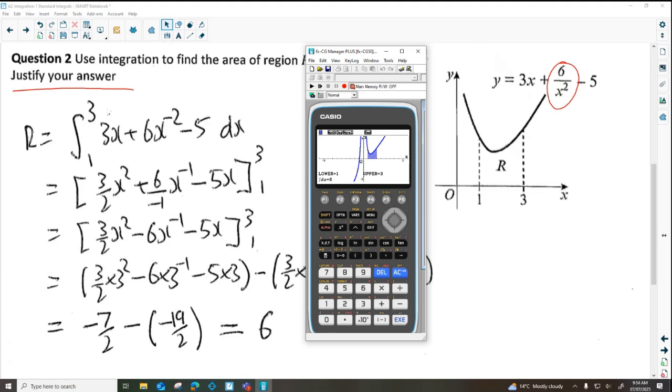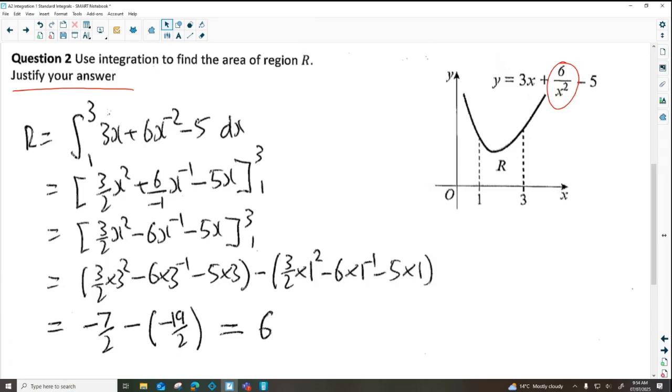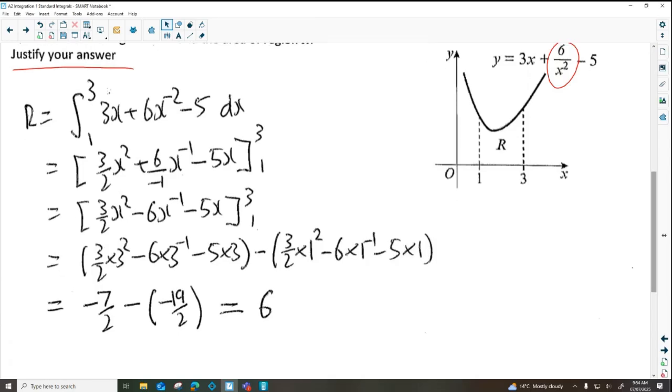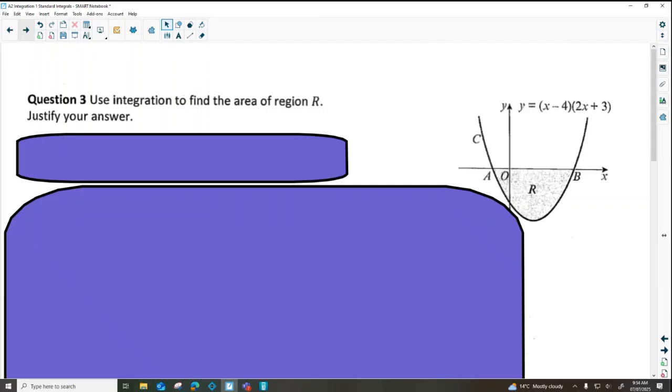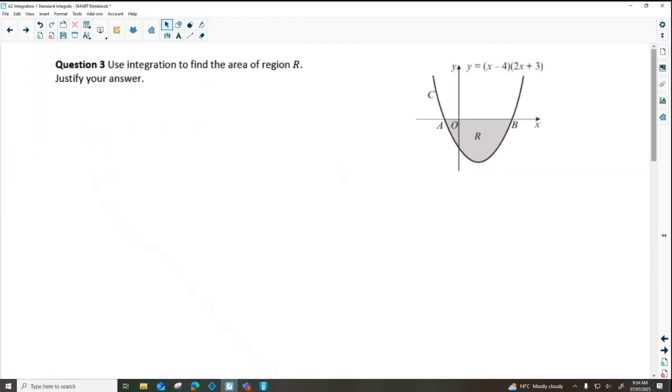Now, please bear in mind, this gave you a positive value because the bit of the curve we are interested in is above the x-axis. If you have a curve where it is below the x-axis or part of it is below the x-axis, something slightly different happens. So this says use integration to find the area of region R.